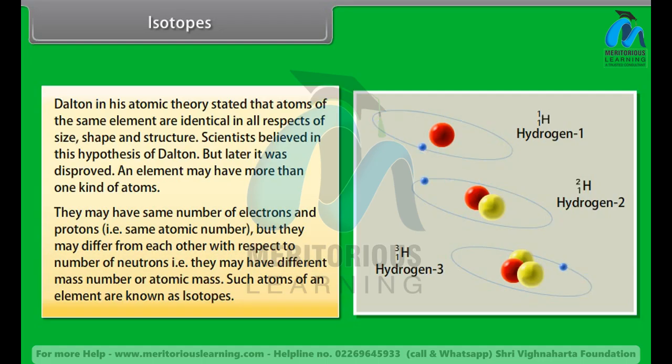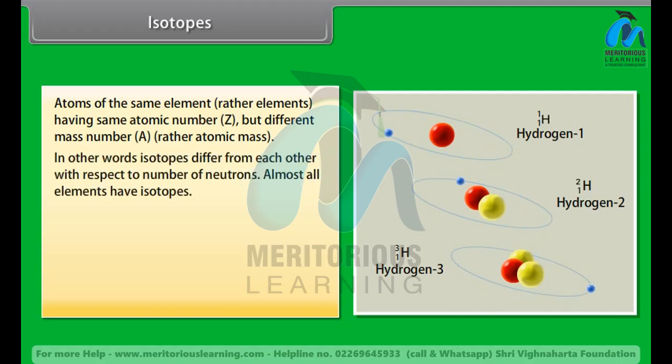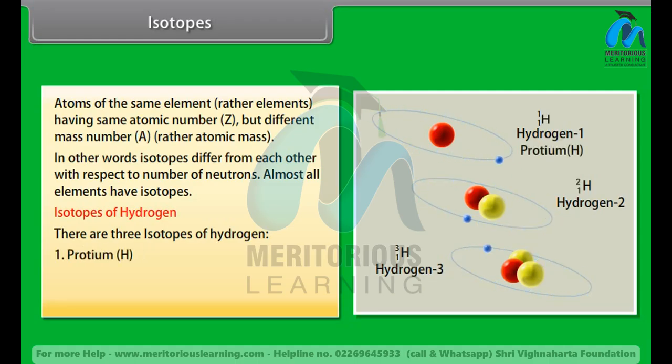Such atoms of an element are known as isotopes. Atoms of the same element, rather elements having the same atomic number, Z, but different mass number, A, rather atomic mass. In other words, isotopes differ from each other with respect to number of neutrons. Almost all elements have isotopes. Isotopes of hydrogen. There are 3 isotopes of hydrogen. 1. Protium. 2. Deuterium. 3. Tritium.